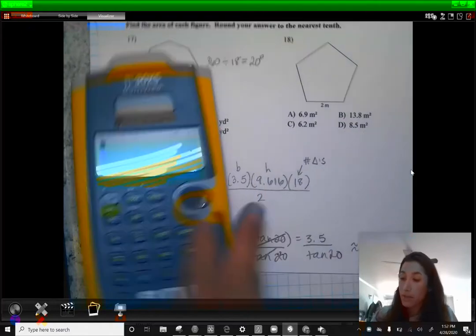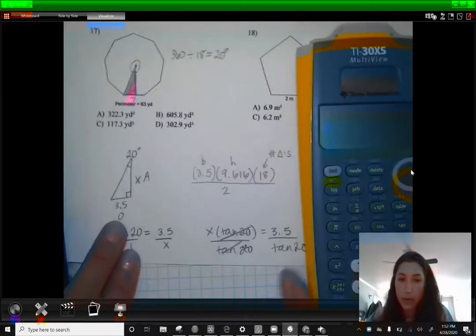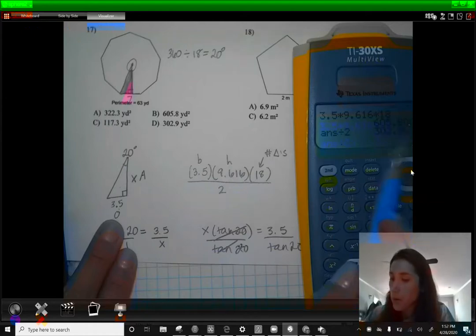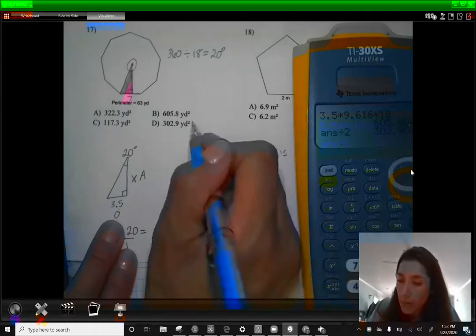Okay, now all I have to do is plug these numbers into my calculator. So we've got 3.5 times 9.616 times 18, and we're going to divide that by 2. So our area is approximately 302.9.